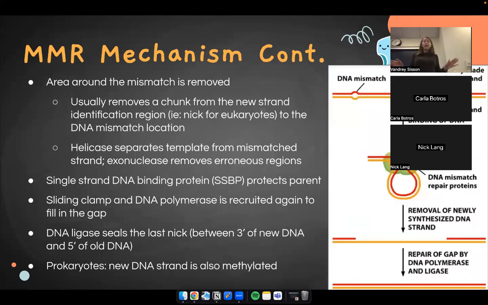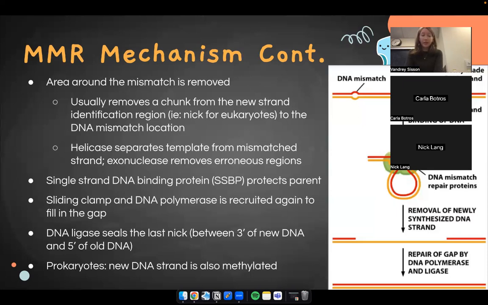So when the lesion is sensed, the area from either the methylated region or the nick, whatever identifies the strand as the new strand, that region all the way to the mismatch will be taken out, and helicase separates that region, and exonuclease removes it. Then, because single-stranded DNA doesn't want to be on its own, it breaks really easily, we have single-stranded binding protein that comes in and protects that parent with the gap where the mutated region was, and DNA polymerase is recruited to fill the gap.